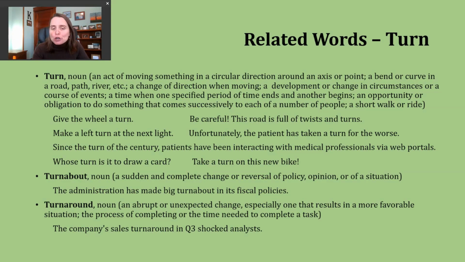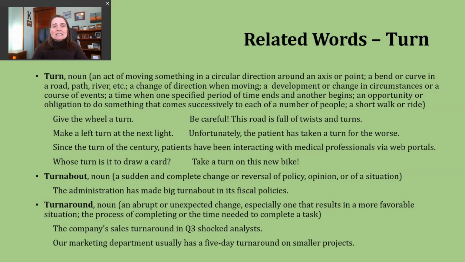Another way to use the noun turnaround is to talk about the process of completing or the time needed in order to complete a task. An example of this in a sentence might be, our marketing department usually has a 5-day turnaround on smaller projects. So that's about how long we could expect for them to take our request and produce maybe a document or a social media post or video or what have you. That is what that last sentence is describing.